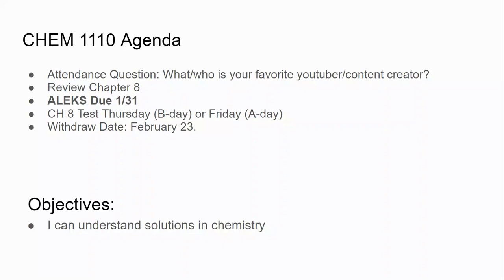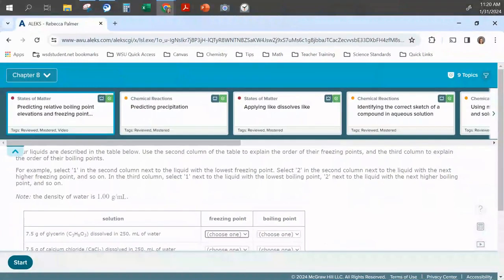Okay, so I'm pulling up Alex. This is chapter 8. We're doing a review. Everyone should have a note card. Write down some things on here. Single-sided note card. One-sided staple.